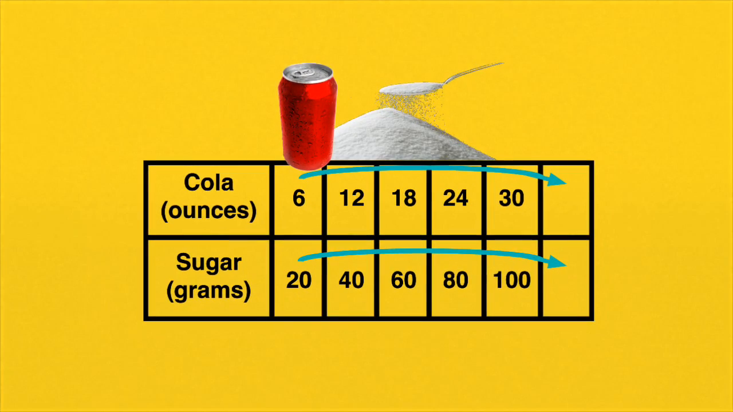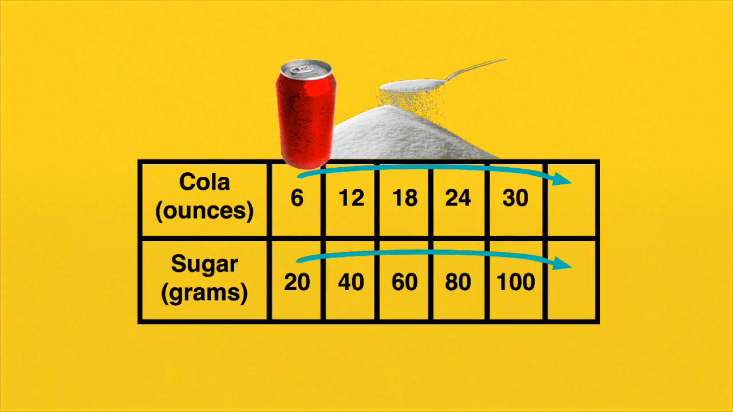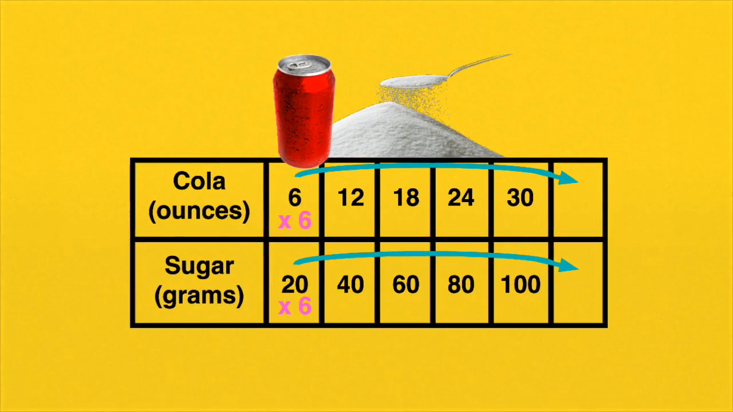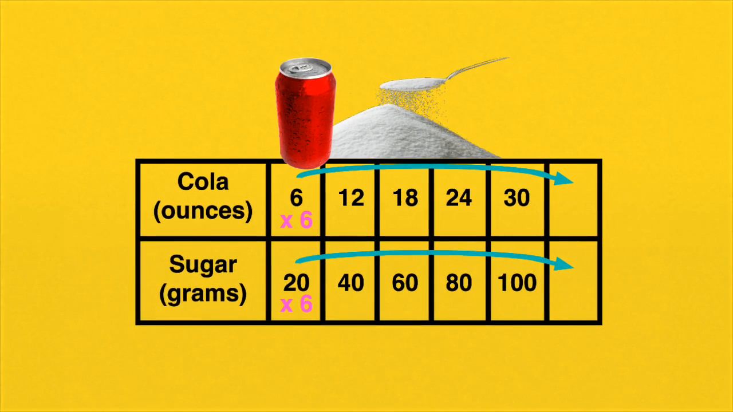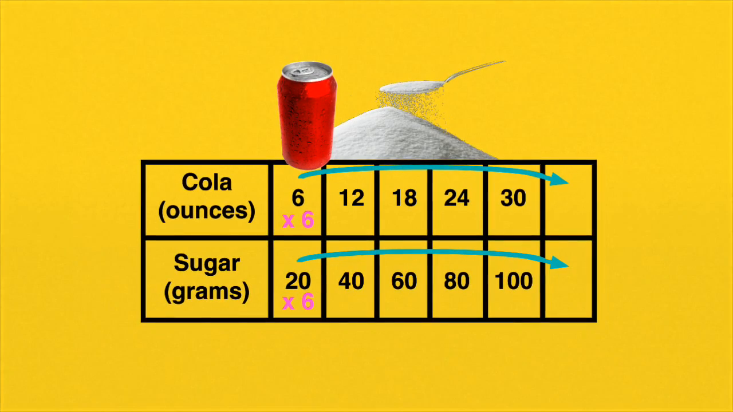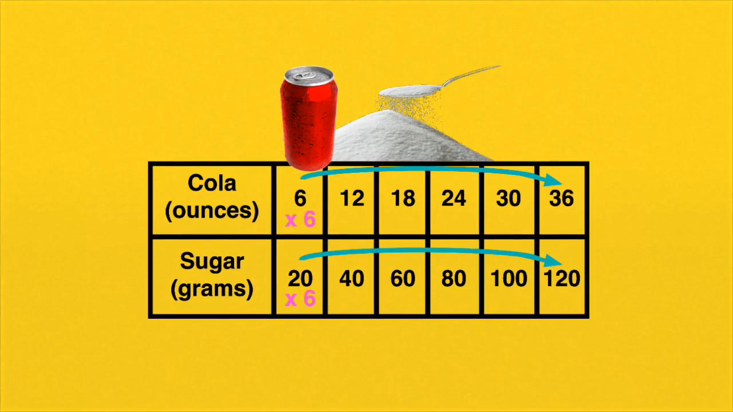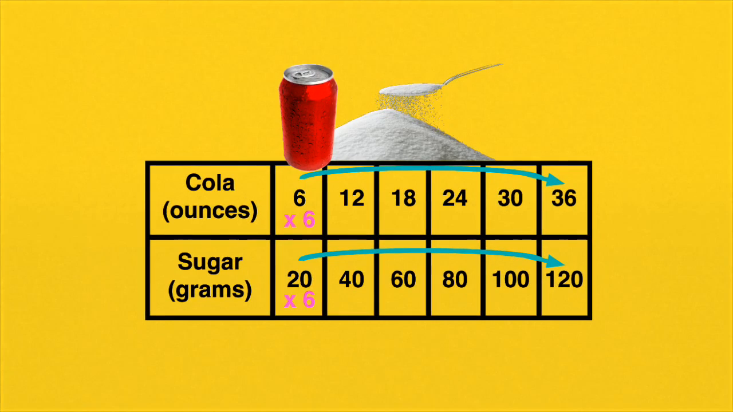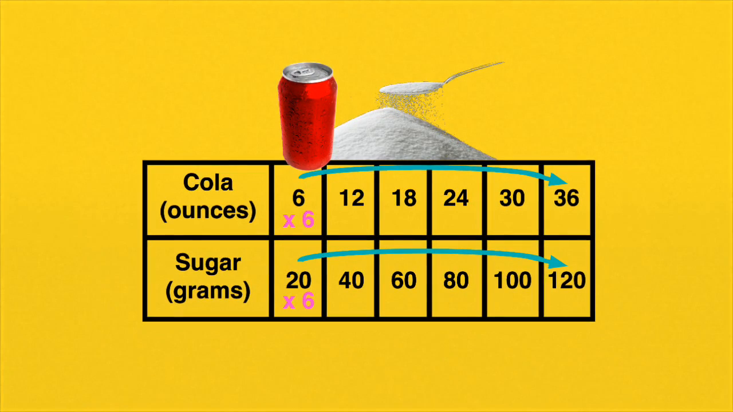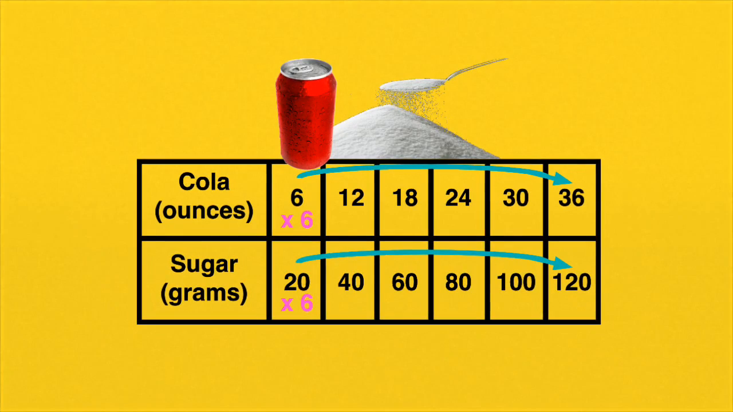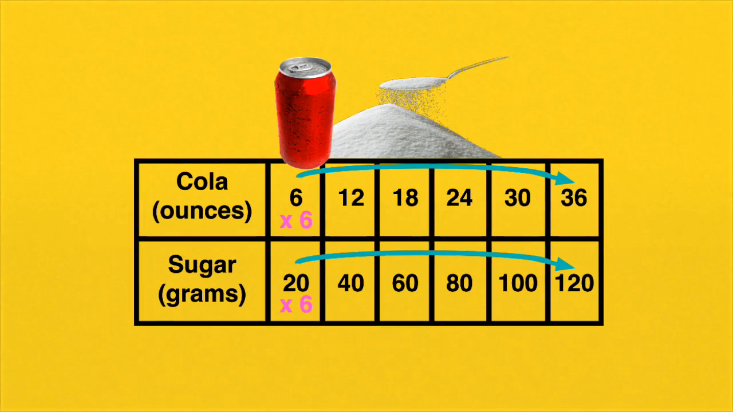Okay, what is 6 ounces of cola and 20 grams of sugar needing to be multiplied by now to get our next set of values? Of course, we'll need to multiply by 6 because last time we multiplied by 5 and by 4. So what is 6 times 6 and what is 20 times 6? All right, we have a new set of values that says 36 ounces of cola will give us 120 grams of sugar. Now, the question was, how many grams of sugar are in 34 ounces of cola?